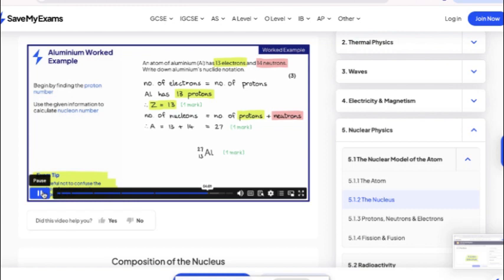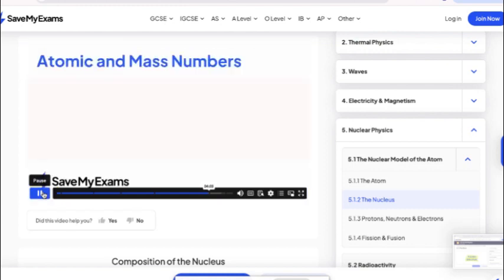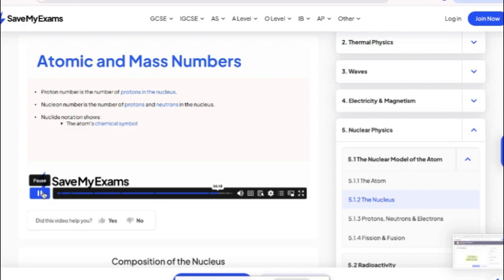There's some calculation required. In this video, we have explained that proton number is the number of protons, nucleon number is the number of particles in the nucleus, which is protons and neutrons. Nuclide notation tells us the chemical symbol, proton number, and nucleon number. And finally, to find the number of neutrons in an atom from nuclide notation, we find the difference between A and Z.